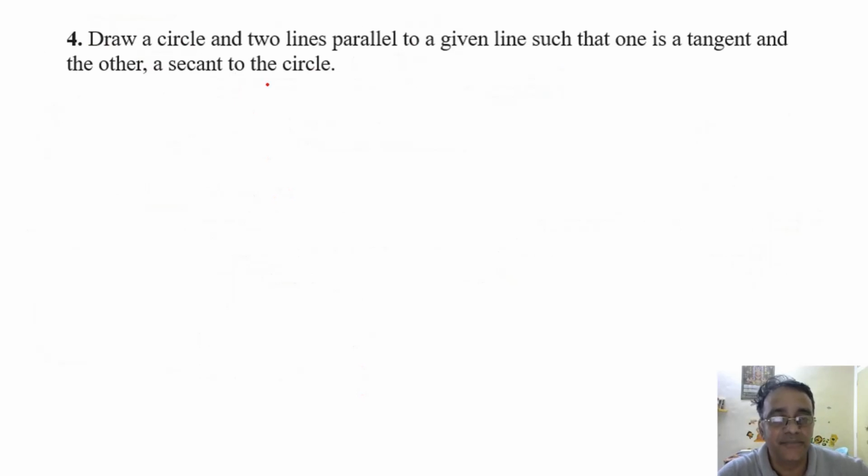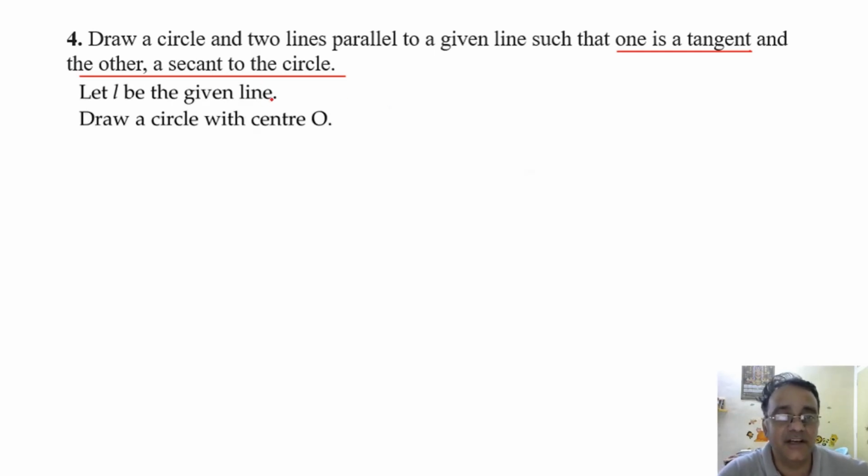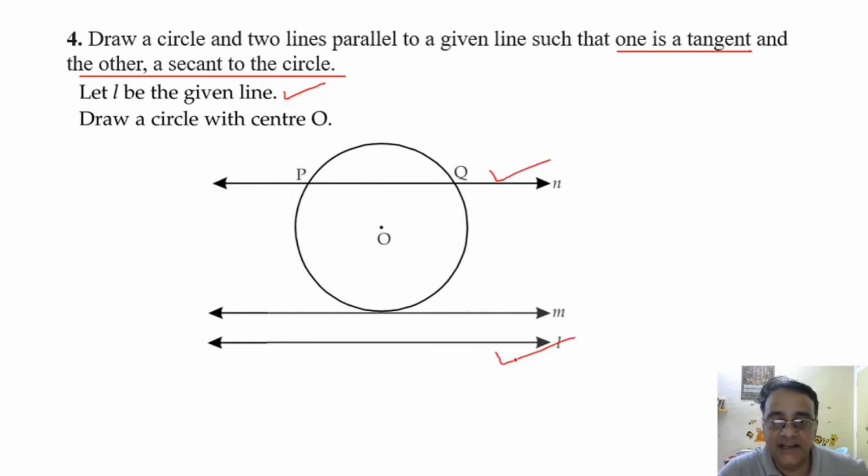Draw a circle and two lines parallel to given line such that one is a tangent and other is a secant to a circle. So very easy question. Let L be the given line. Draw a circle with center O. See, L is a given line and we have to draw one tangent and one secant, but that should be parallel to L. So यहाँ पे ये वाला draw किए, यहाँ पे point of intersection है. So this is a tangent and N intersecting line. This line is intersecting at 2 points, that is P and Q. So this is a secant.